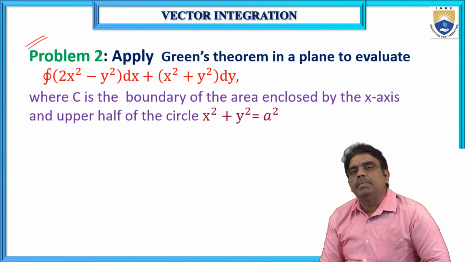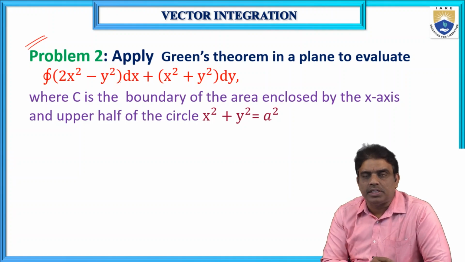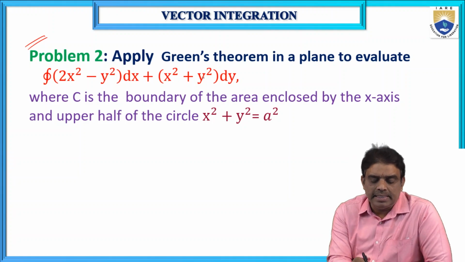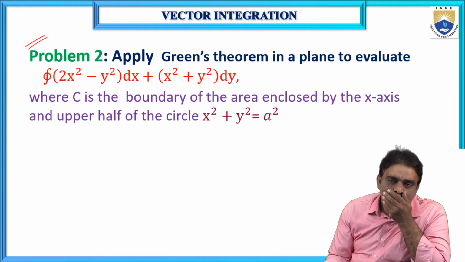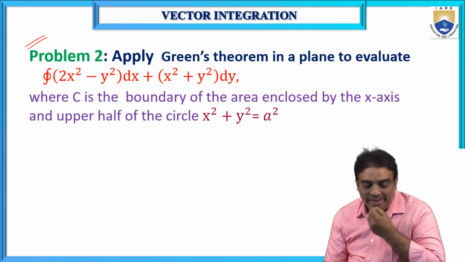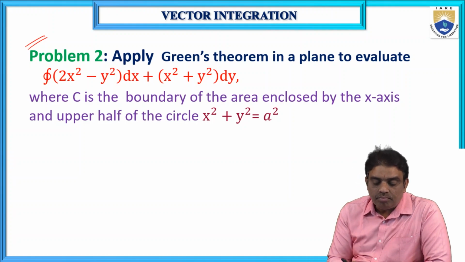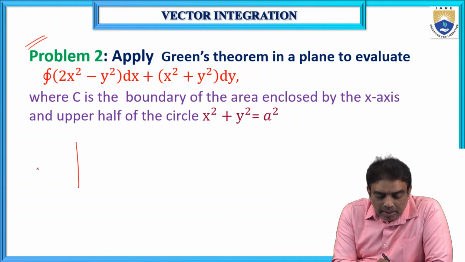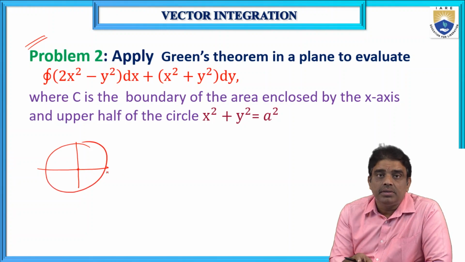Apply Green's theorem in a plane to evaluate the integral of M dx plus N dy, where M is 2x square minus y square, N is x square plus y square, where C is the boundary of the area enclosed by the x-axis and the upper half of the circle. So you know the circle equation, x square plus y square is equal to a square. This is a circle equation.